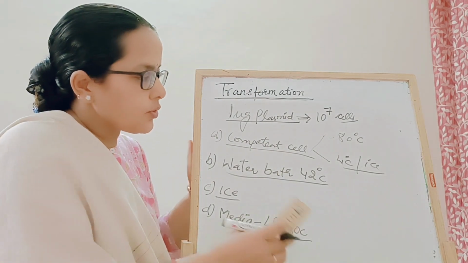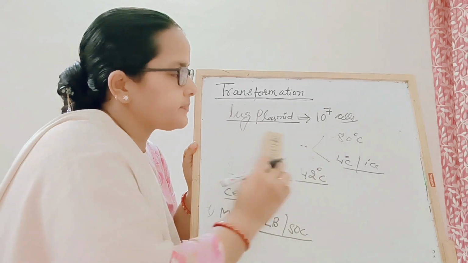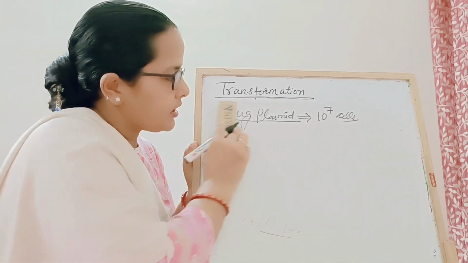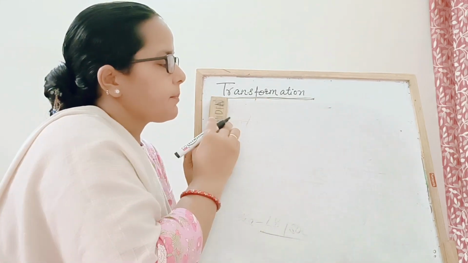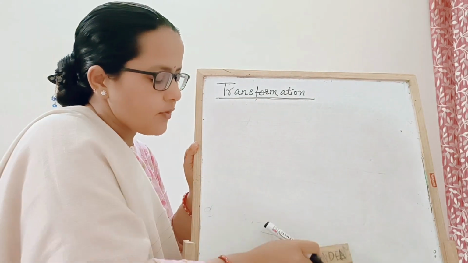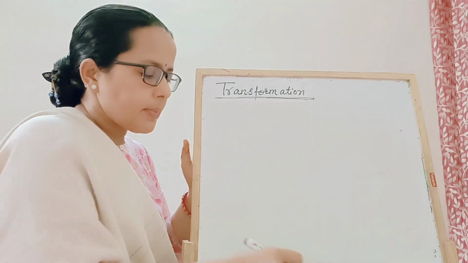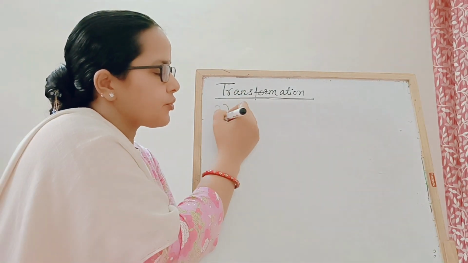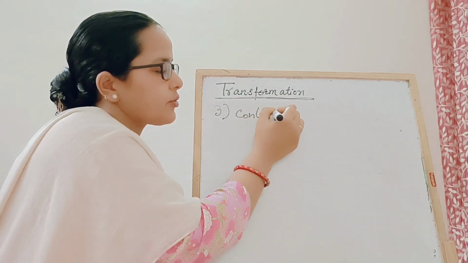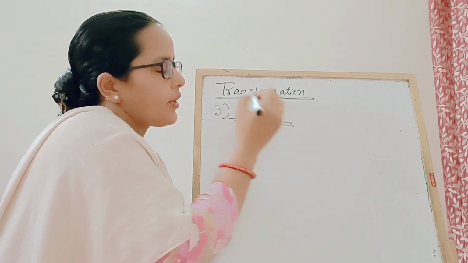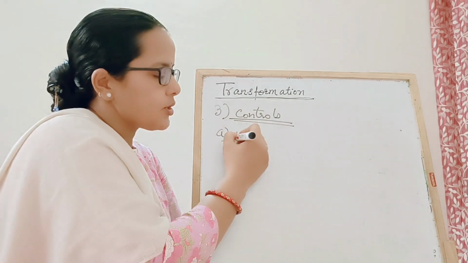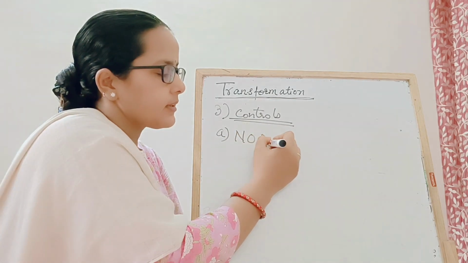To start with the procedure of transformation, before starting I want to tell you some important controls for the transformation. There are three controls which should be used when you are performing transformation. So what are the controls? One is no DNA.